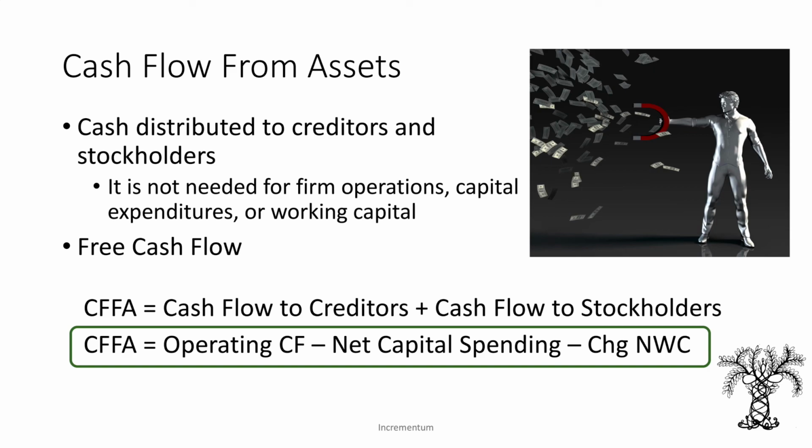Now, even though I'm telling you to think of it that way, you should recognize that operating cash flow doesn't have to be positive every year. Net capital spending could end up being positive if we end up selling more fixed assets than we end up purchasing. And change in net working capital can also be positive if we end up reducing our investment in net working capital. So it's possible that all of these can have the opposite signs.